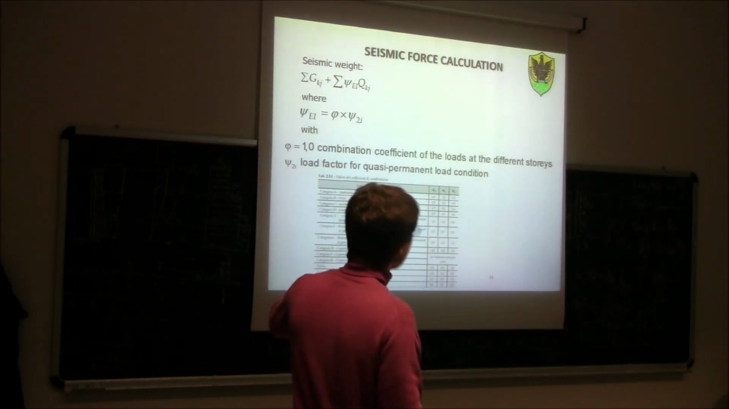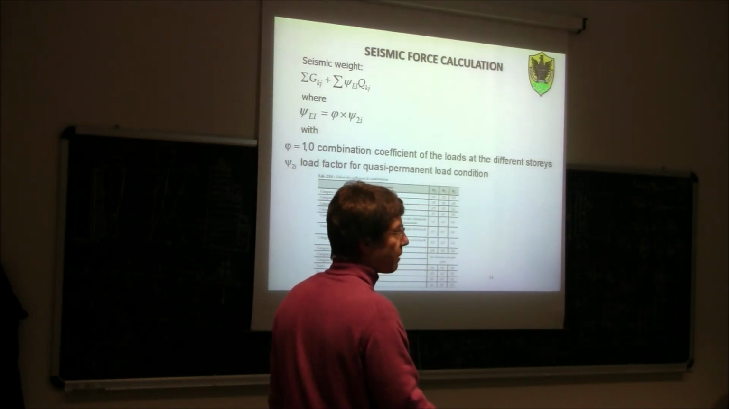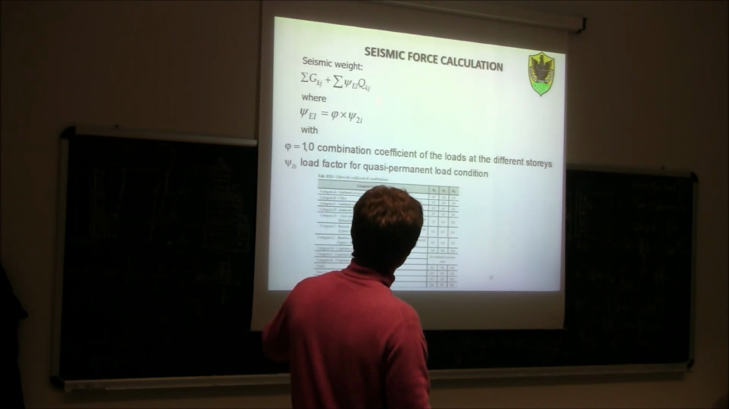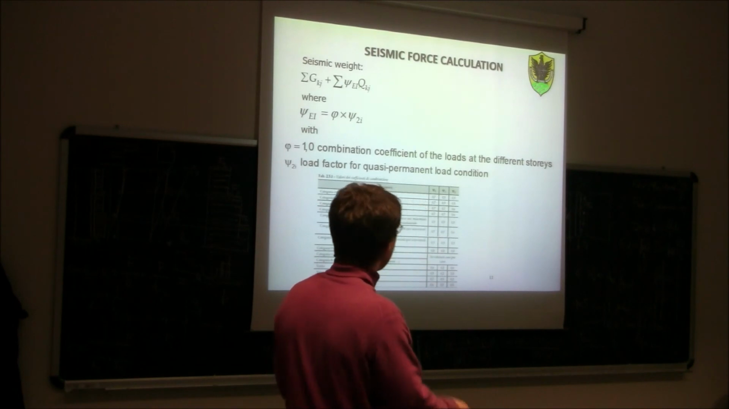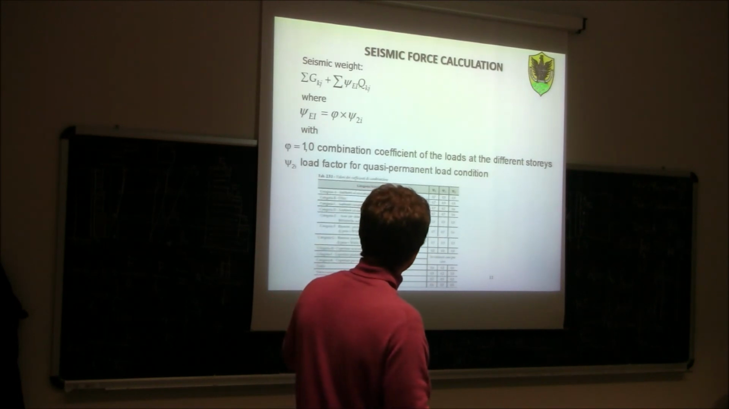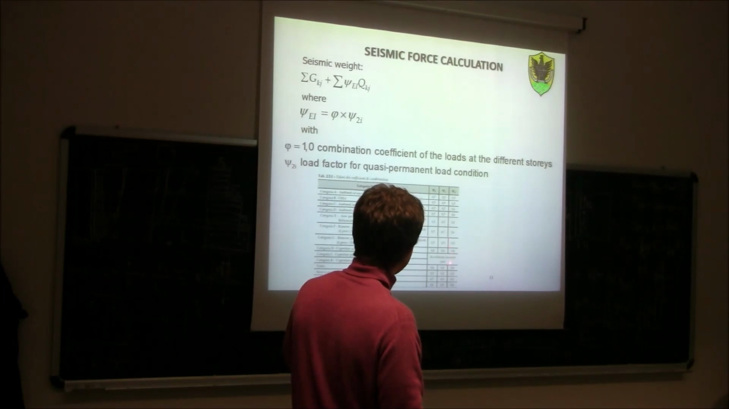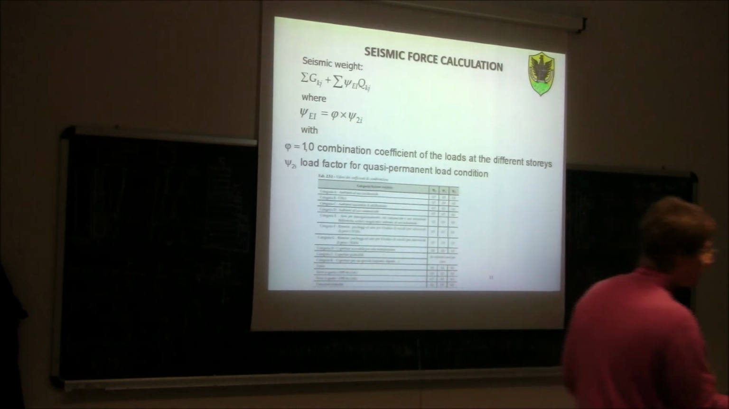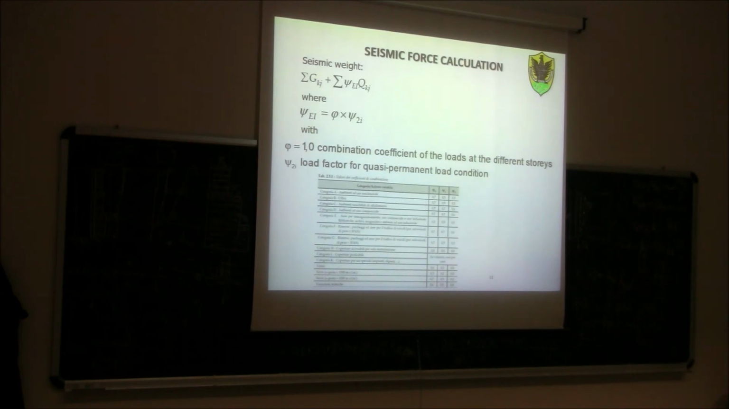So basically the seismic weight is the sum of all the permanent loads, structural and non-structural, plus the variable loads multiplied by 0.3 if you are in a normal floor, or even by 0 in terms of snow, if you are in a place which is not higher than 1000 meters. You see, snow below 1000 meters, psi 2 equal to 0. So even if you design in L'Aquila, you consider no snow on the top.